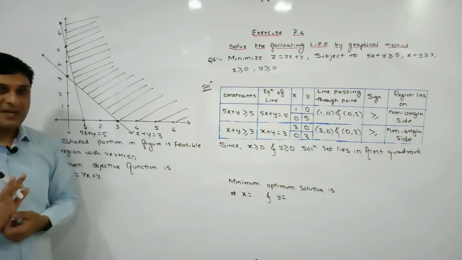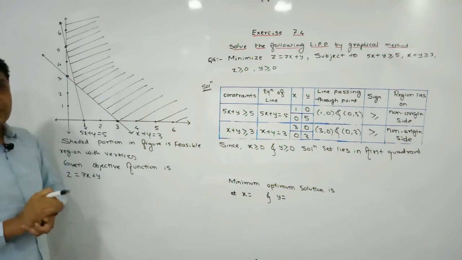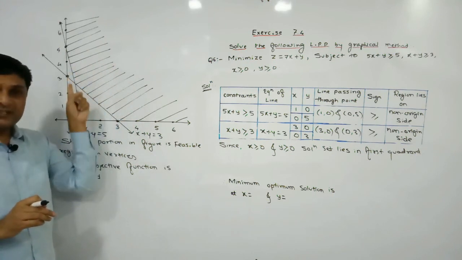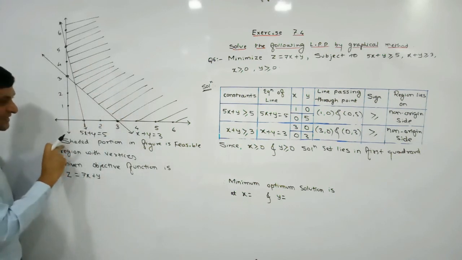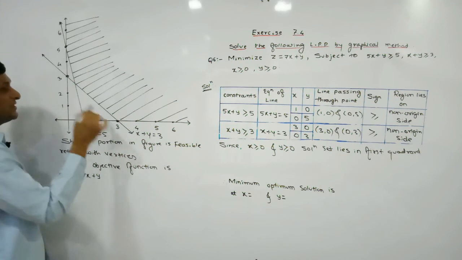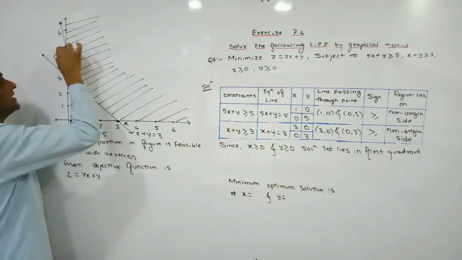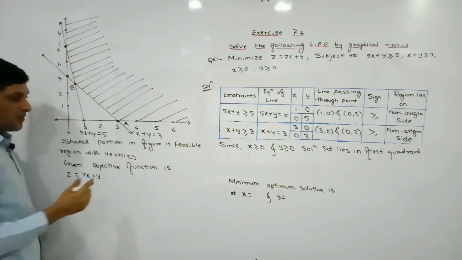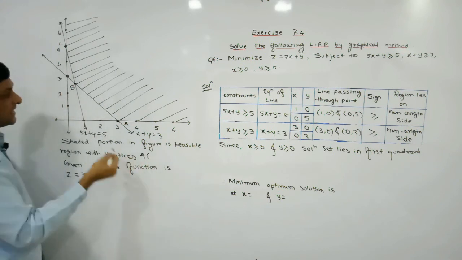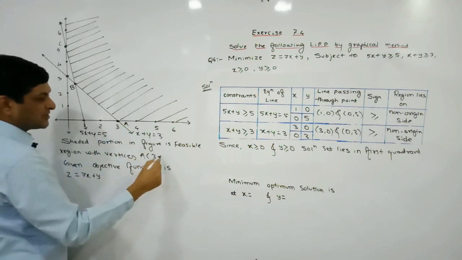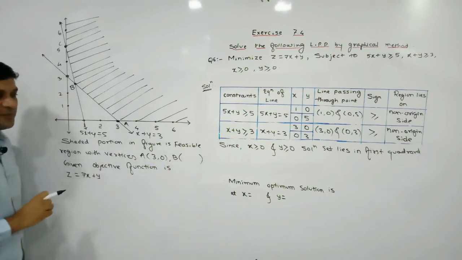The set of all points which satisfy all the constraints is called the feasible solution, and this region is called the feasible region. So the shaded portion in the figure is the feasible region with the vertices. Let us denote the vertices by A, B and C. Here we have got 3 vertices, where vertex A has coordinates (3, 0). Let us find the coordinates of vertex B and then vertex C.